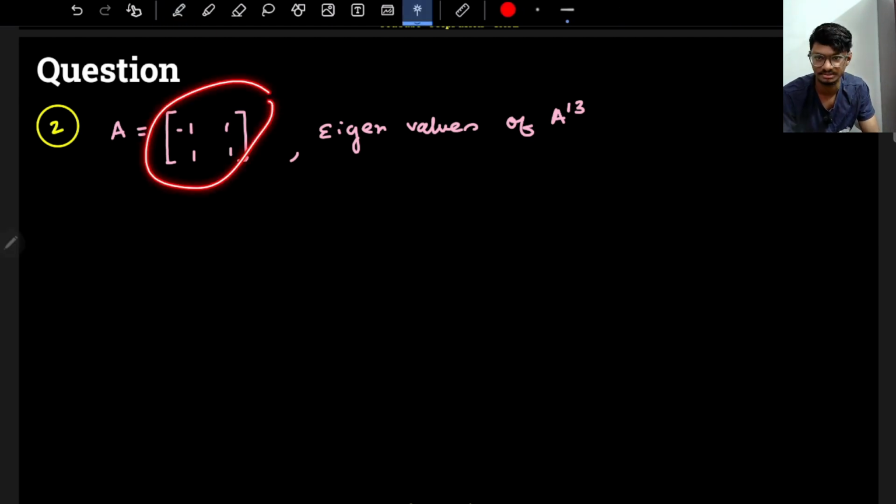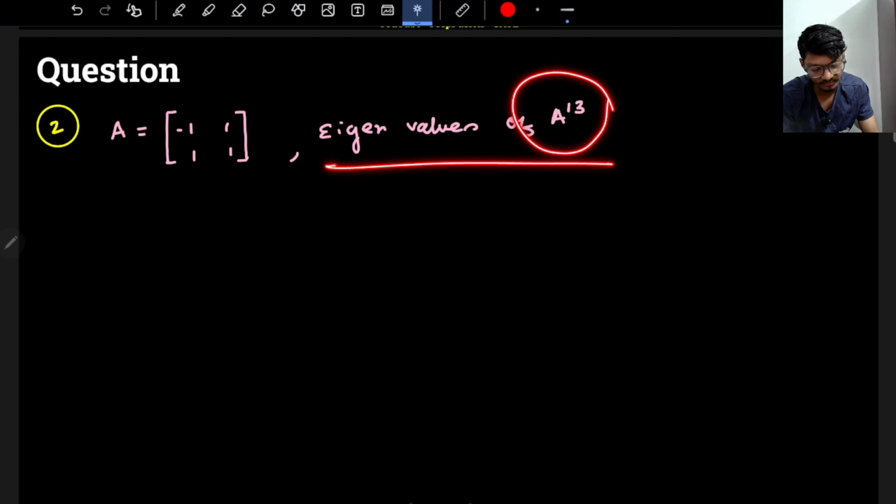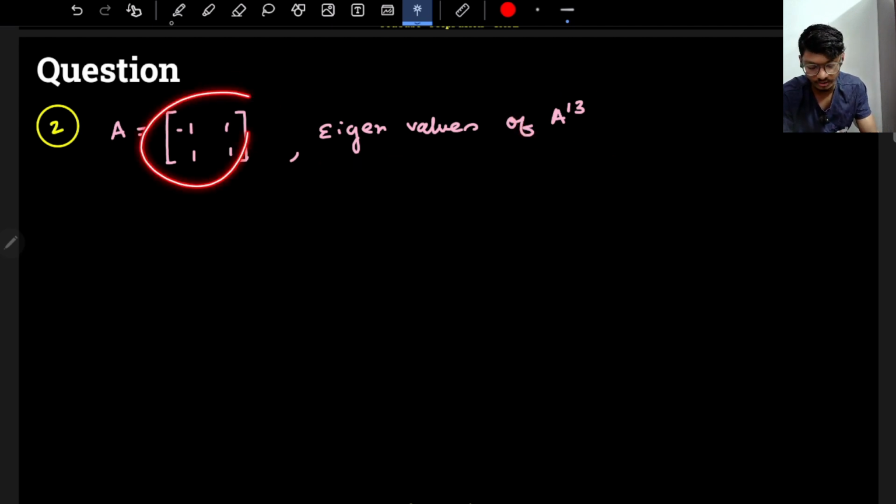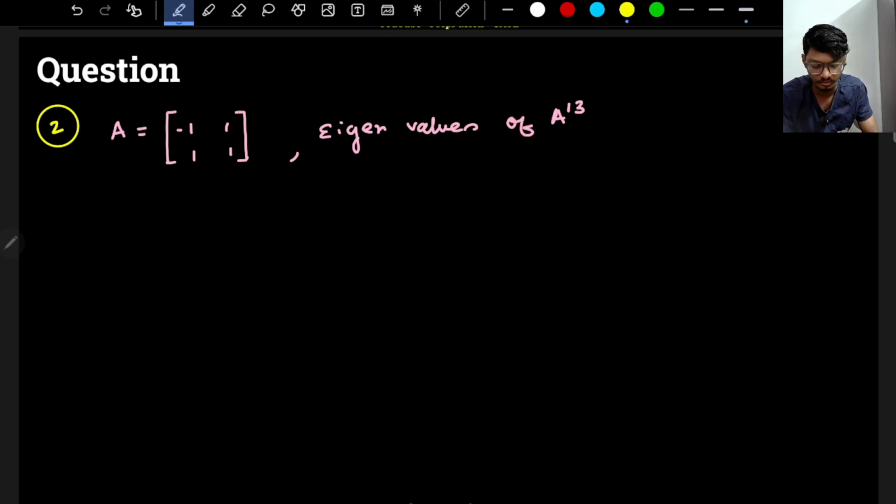A 2 cross 2 matrix is given, and you have to find the eigenvalues of A raised to power 13. To find the eigenvalues of A raised to power 13, simply find the eigenvalues of A, that is lambda, and raise them to the power of 13. That will be the eigenvalues of A raised to power 13. This is the property of eigenvalues. I have discussed this many times in my class.